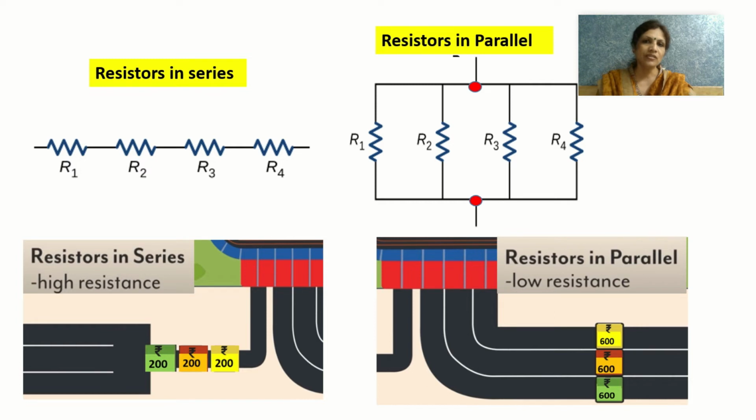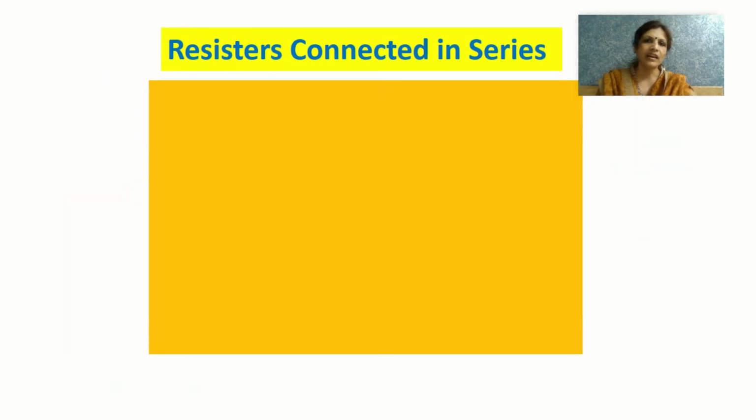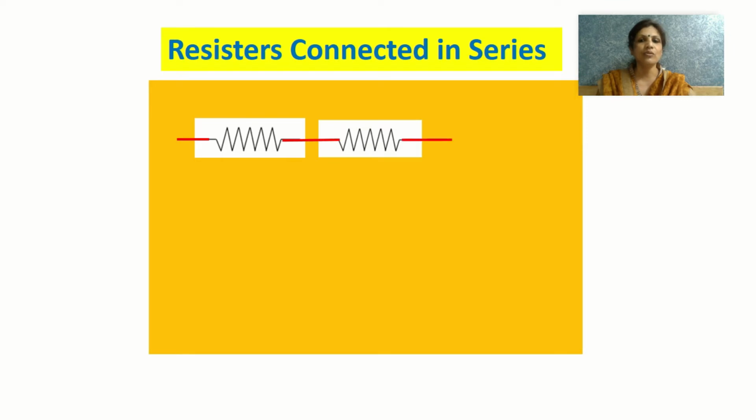In today's session we are going to discuss the resistors connected in series, and our topic for today's session is system of resistors. So our first method is when the resistors are connected in series. Have a look at the simple circuit diagram wherein the resistors are said to be connected in series. Just now I said that when the resistors are connected one after the other, or end to end, they are said to be connected in series.